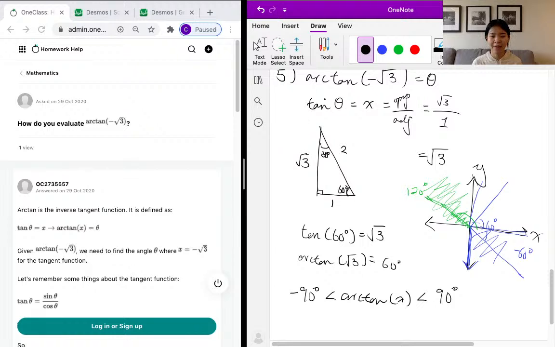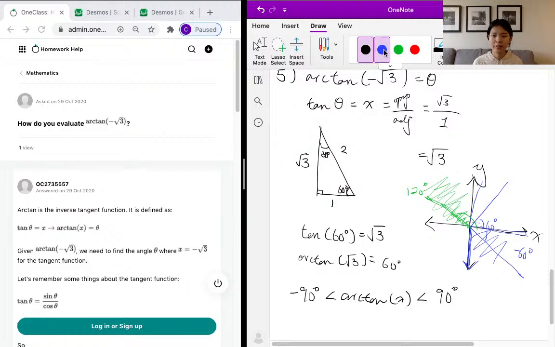So what we did is that we restricted the domain of the tangent function to negative 90 degrees and 90 degrees. That way, the tangent function could actually have an inverse, which is our arctangent function over here. So since the domain of the tangent function is restricted, the range of the arctangent function is also restricted to negative 90 degrees and 90 degrees. And that's why only 60 degrees works and 120 doesn't work, because 120 is larger than 90, which is outside of the range of the arctangent function.